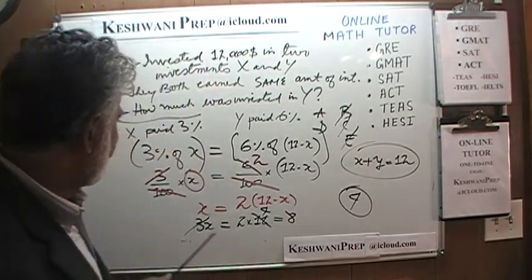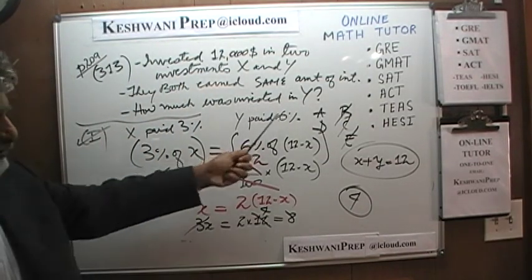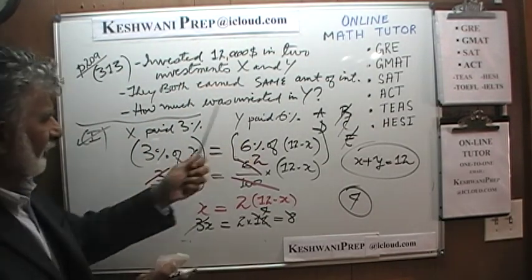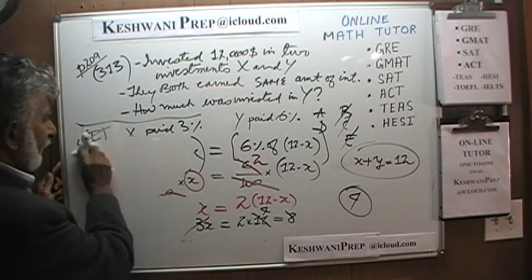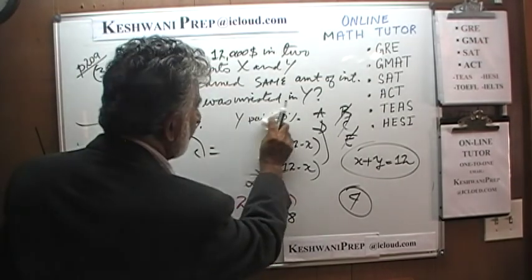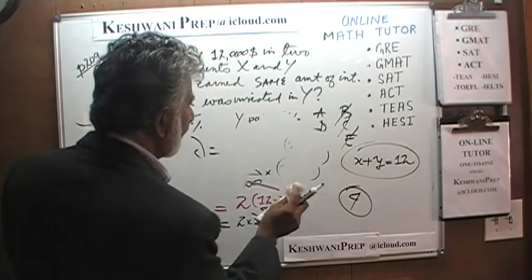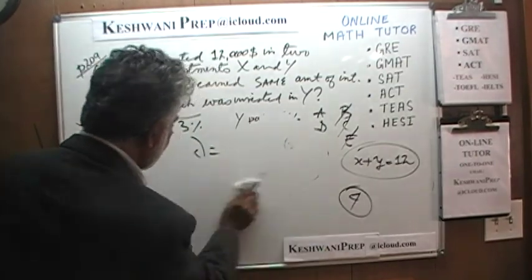That's all. Because it's 3% and 6%, exactly twice the interest rate. The first statement by itself is enough, which is why the answer is either A or D. Let's see what the second statement tells us.